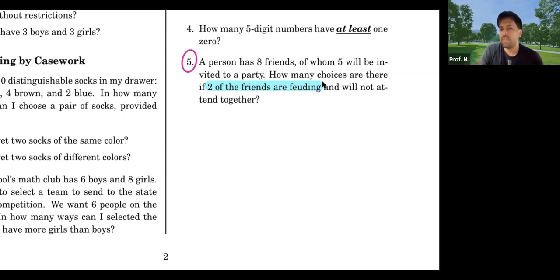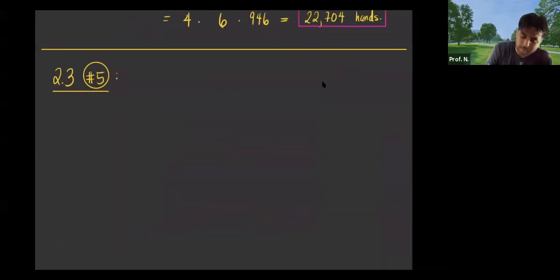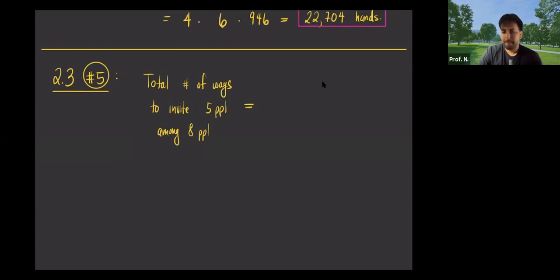And then subtract that from the total number of ways of selecting 5 people. So what's the total number? That's always the start, right? What's the total number of ways to invite 5 people among 8? Basically, how many groups of 5 people can I make out of 8?